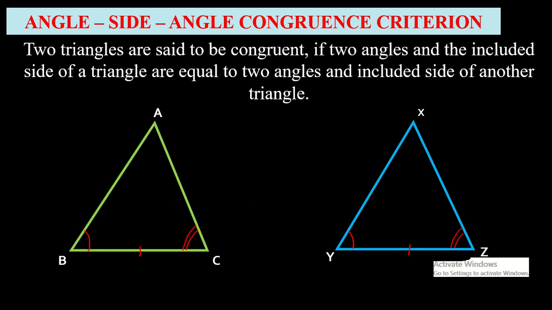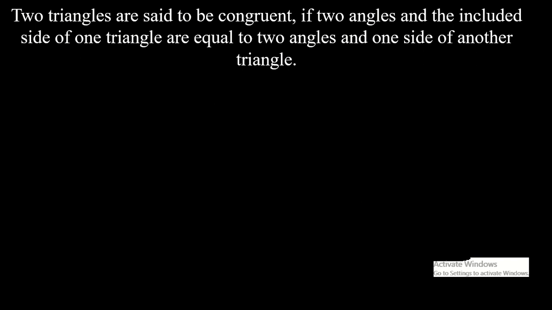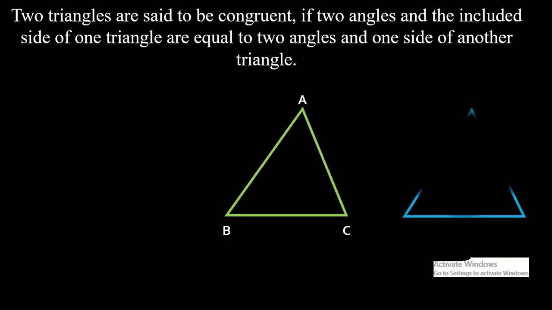So these two triangles will be congruent if two angles and the included side of one triangle are equal to two angles and the included side of another triangle. And this statement is in the form of a theorem, so we will prove it. Let's prove it here. The statement again: two triangles are said to be congruent if two angles and the included side of one triangle are equal to two angles and the included side of another triangle.